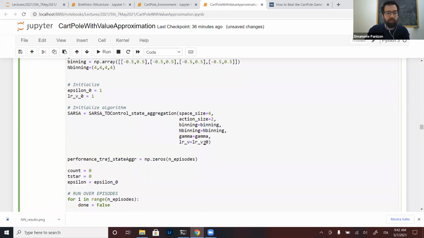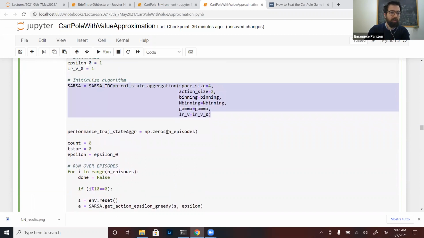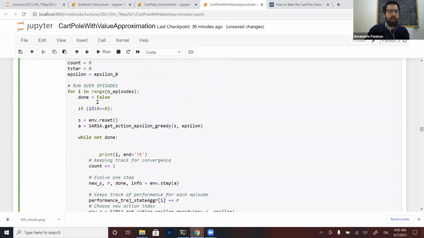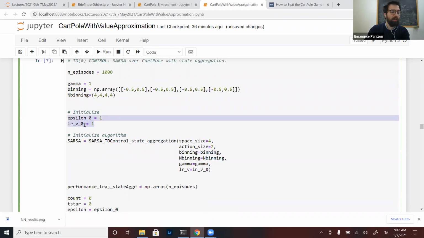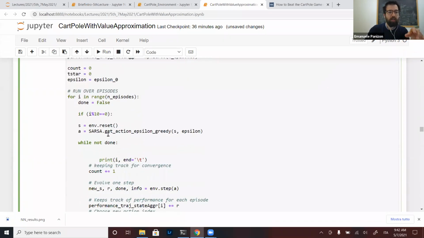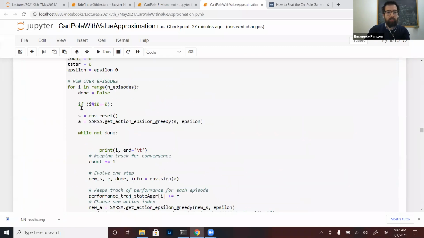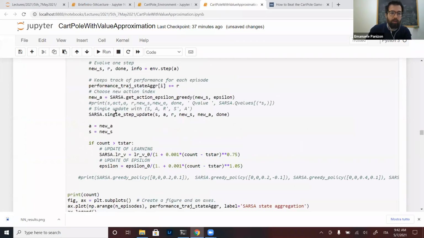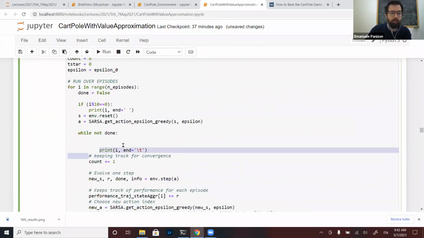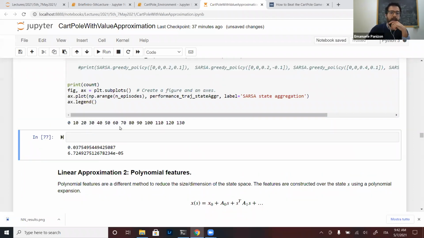Okay, and then it's always the same. I'm initializing my algorithm. I'm keeping track of the performance. I'm using a decaying learning rate and epsilon, and this is exactly the same as we have always seen. Okay, so clearly, sorry, print e and apologize. Yes, I understand, because this does not exist anymore. Okay, you can see it's quite fast. I asked for 1,000 episodes.